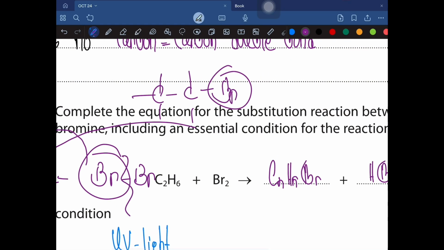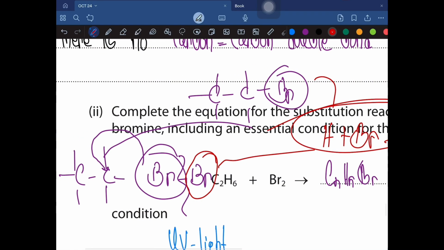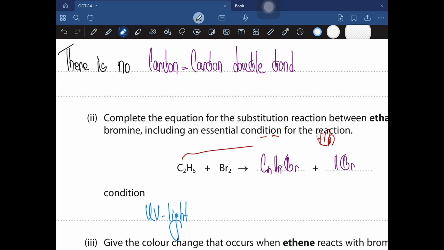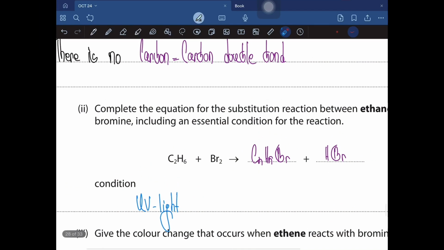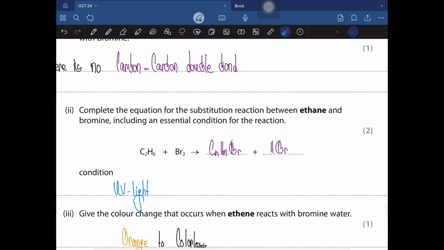However, we have one more bromine left over here as well. So that displaced hydrogen plus this bromine forms HBr. Clear so far? You don't need to go into this much detail, but for the sake of explanation, I have done that. You will also be asked to give the color change when ethene reacts with bromine. It should be orange to colorless. You should have this memorized by now.